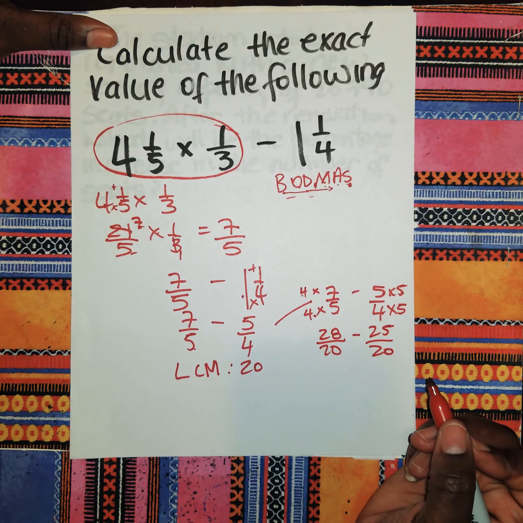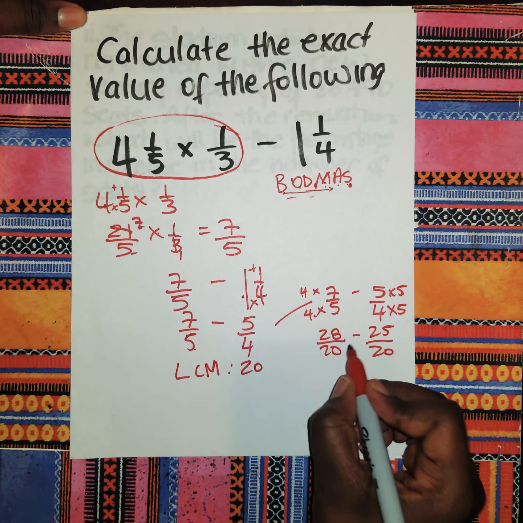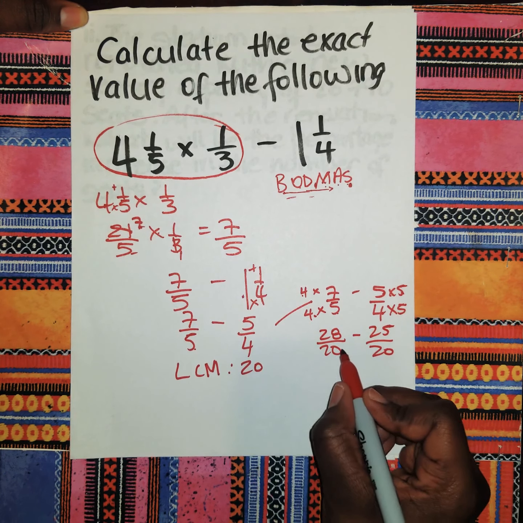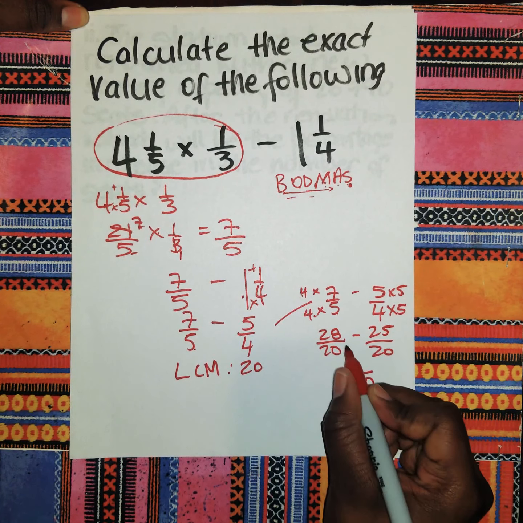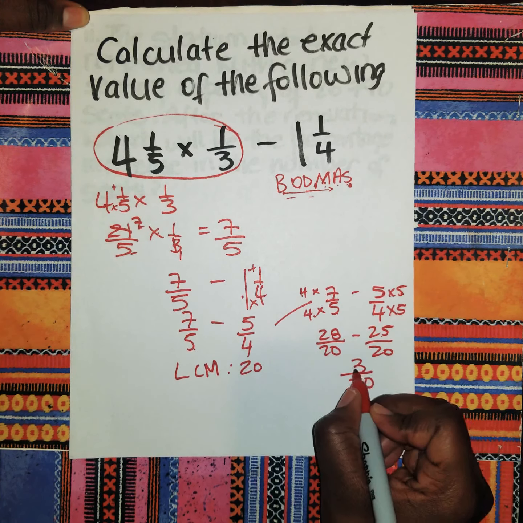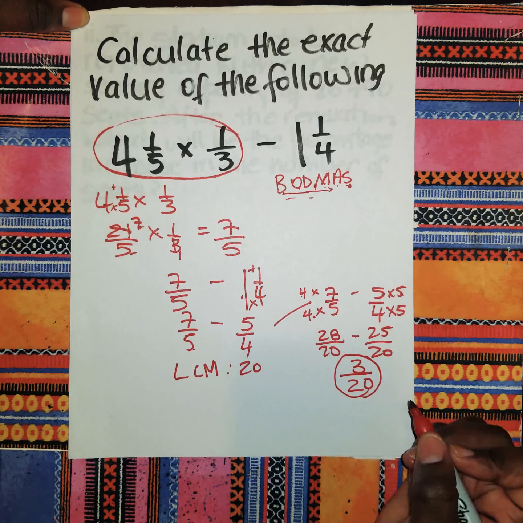From here, we have the same denominators, so we can go ahead and subtract. And remember, we do not subtract denominators, only the numerators. So keep the denominator and subtract the numerator. So 28 minus 25, that's 3. So our answer is 3 over 20.